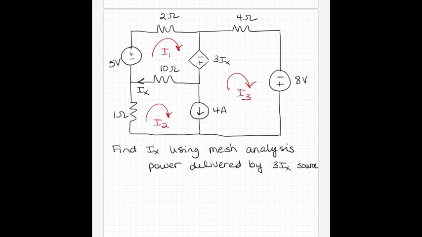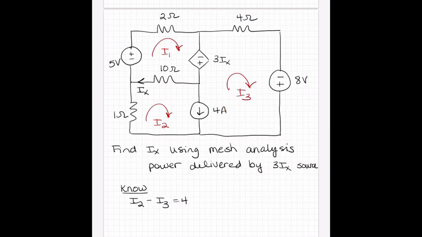All right, let's start by writing down things that we know. We have a dependent source in the circuit. We have a current source in the circuit, so we're going to know some things. So for the 4 amp source, I2 minus I3 is equal to 4. Okay, I2 flows in the direction of 4 amps, I3 flows against.